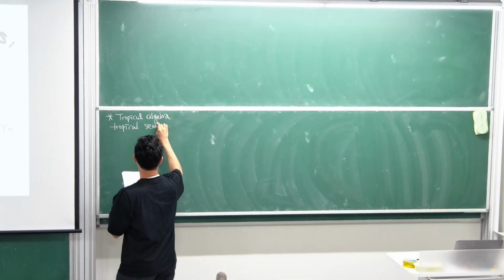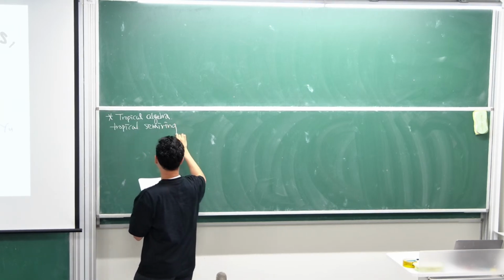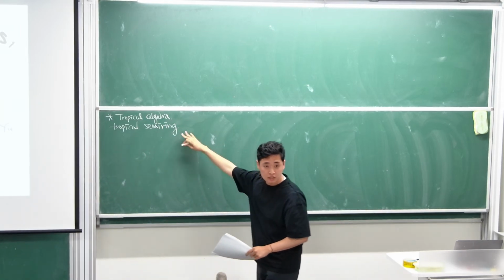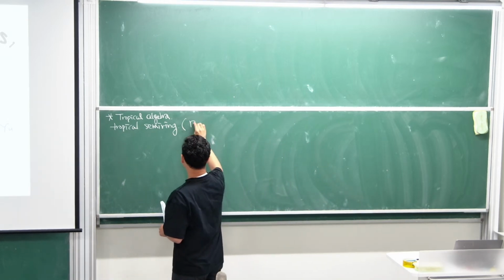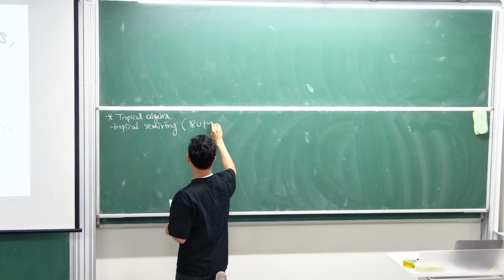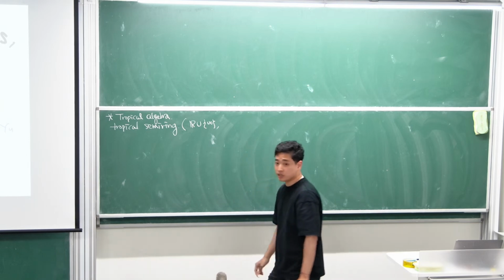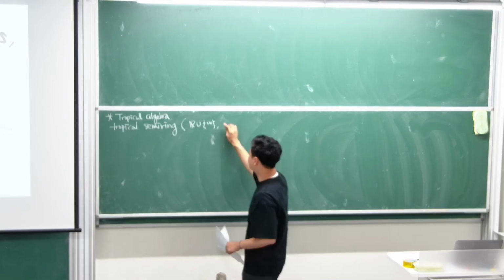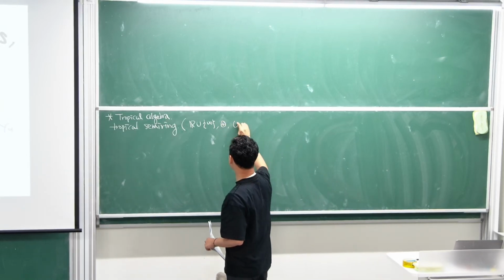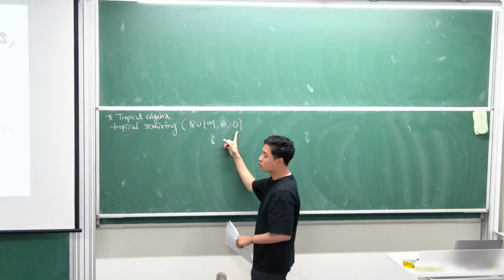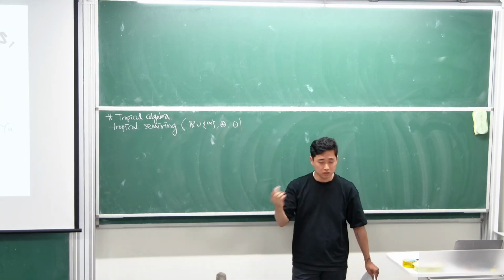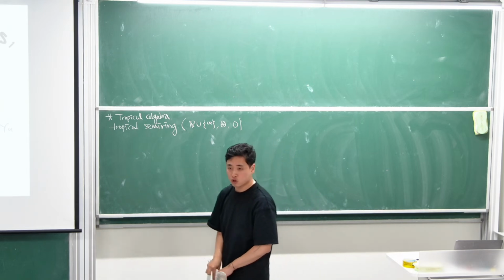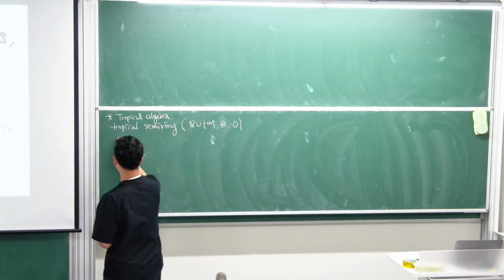I wish everyone can read this. We will think about a tropical semi-ring. The base will be given by the real field union infinity, and then we will introduce a tropical summation and tropical multiplication. Sometimes we call these the circled plus and circled multiplication, or just tropical summation and tropical multiplication. How do we define these?